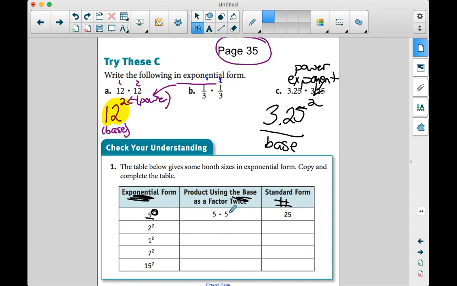So that works out. So we're going to do this next one. 2 squared is how I would read that. So that works out to 2 times 2, and 2 times 2 is 4. So my standard number would be 4. I want you to go ahead and try this one and that one. Don't worry about that last one right there, but go ahead and try those other 2.